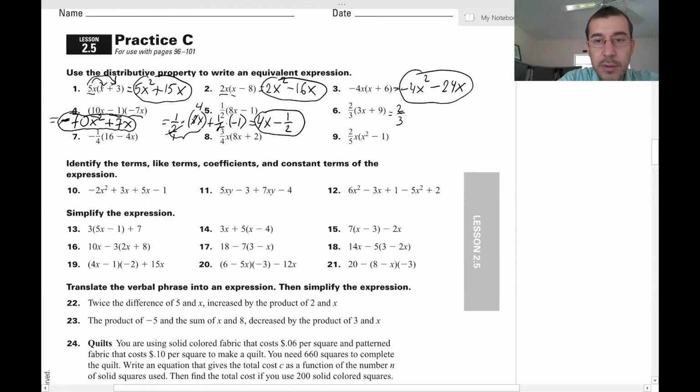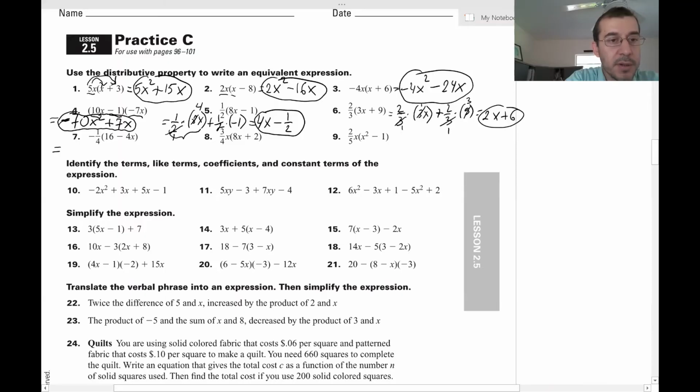Number 6, let's write it out. So 2/3 times 3x plus 2/3 times 9. So 3 and 3 cancel out by 3, so we end up with 1. So 2x is what we have here. And then 3 and 9 cancel out by 3. We end up with 3 there, because 9 divided by 3 is 3. And then 2 times 3 is 6, so plus 6. 2x plus 6.